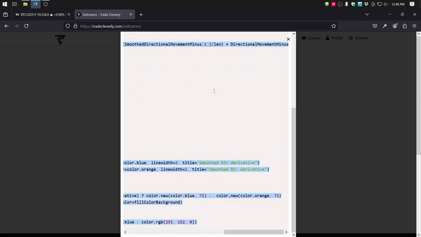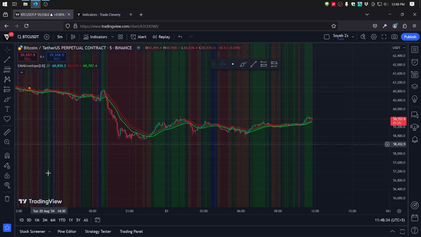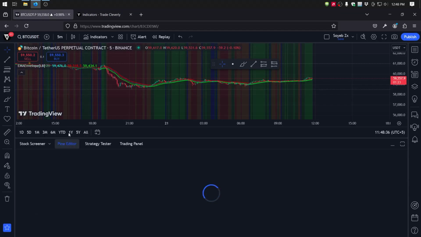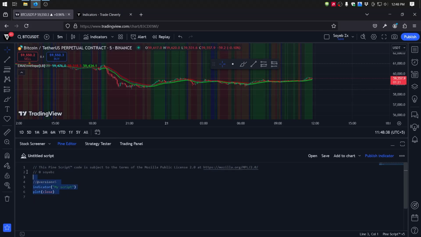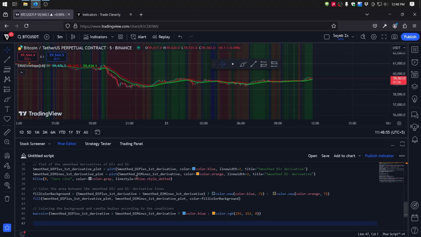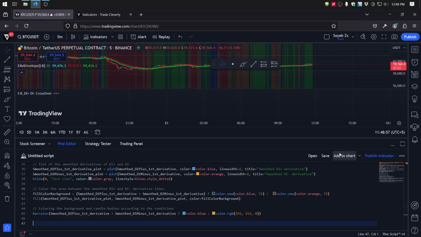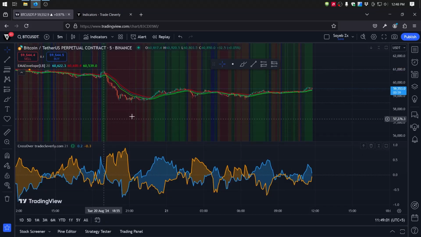and simply copy, and again come back to my TradingView account, and from here find the editor, and here I simply remove everything and press Ctrl V to paste. And now I have to add it to the chart. So when I click here, you can see our indicator is working perfectly.